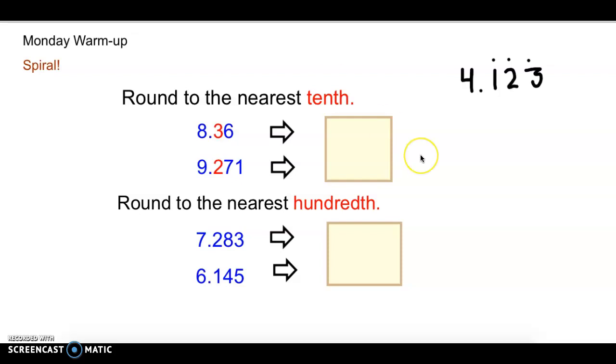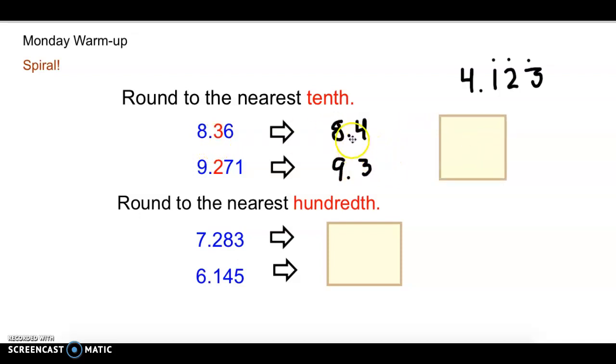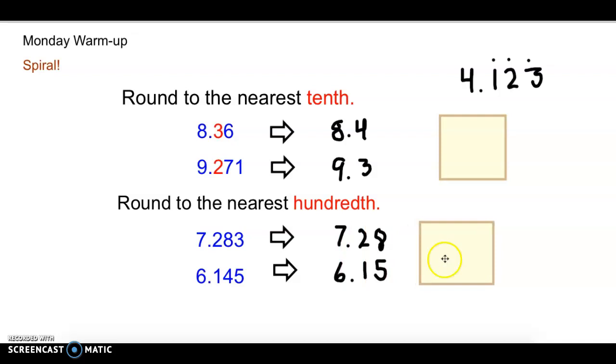Are you back? Here are the answers for the first one. I highlighted the tenths position. So looking at the first one, you know it's either going to be 8.3 or 8.4, and it is 8.4, or 8 and 4 tenths, and this is 9 and 3 tenths. Down below, we round to the nearest hundredth, so we know it's going to be 7.28 or 7.29. In this case, it's 7 and 28 hundredths and 6 and 15 hundredths.